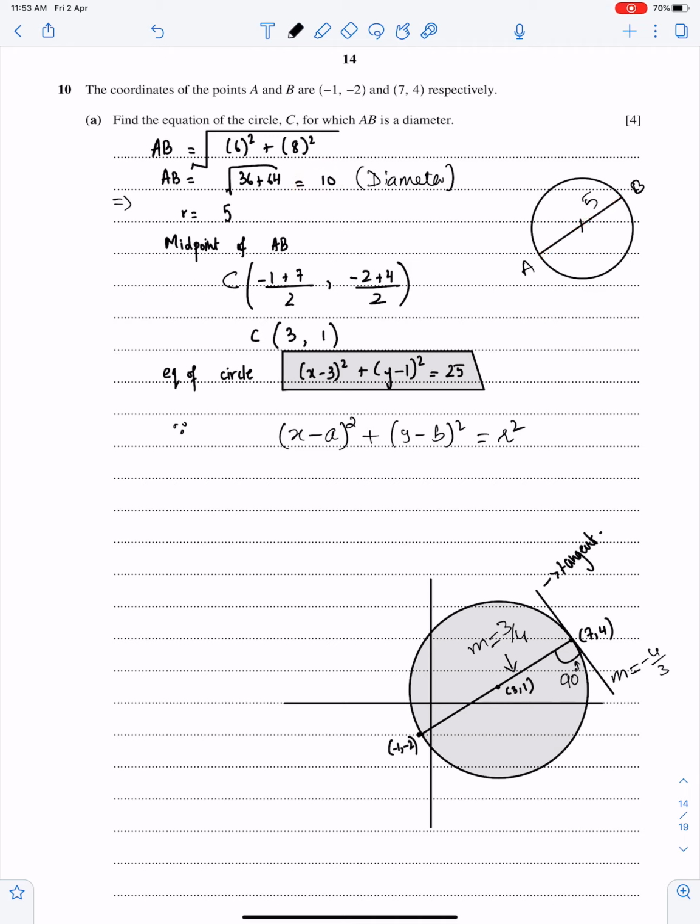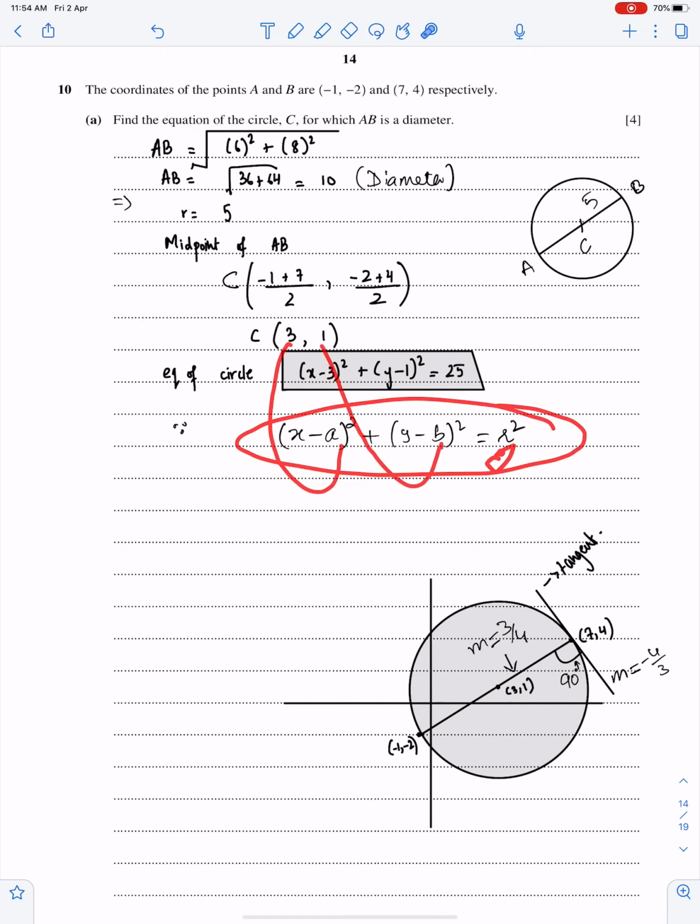After that, get the coordinates of the midpoint, because the midpoint is the center, because this line is the diameter. So midpoint is this, 3 and 1. This is the equation of a circle with center at the midpoint of AB. So substitute 3 here and 1 here, and radius squared is 5 squared, which is 25. By substituting the values of x, A and B here and r here, we can get the equation of the circle.